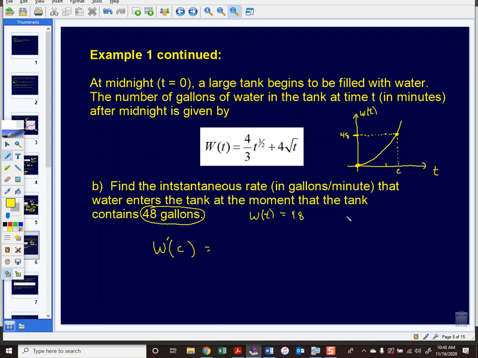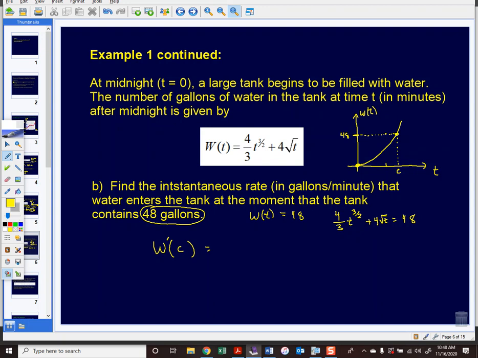Now, that looks like it should be an algebra problem, right? It looks like I should be solving 4/3 t to the 3/2 plus 4 root t and setting that equal to 48. And that really is what we will be doing. However, that does not look like one we're going to solve with algebra skills at all. Nobody is going to want to do that.